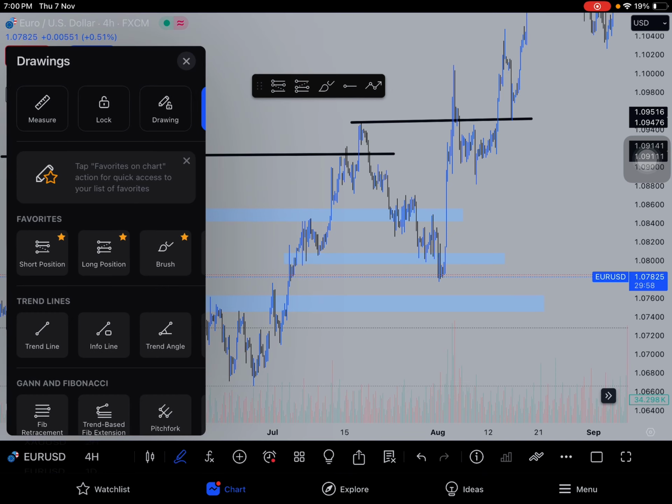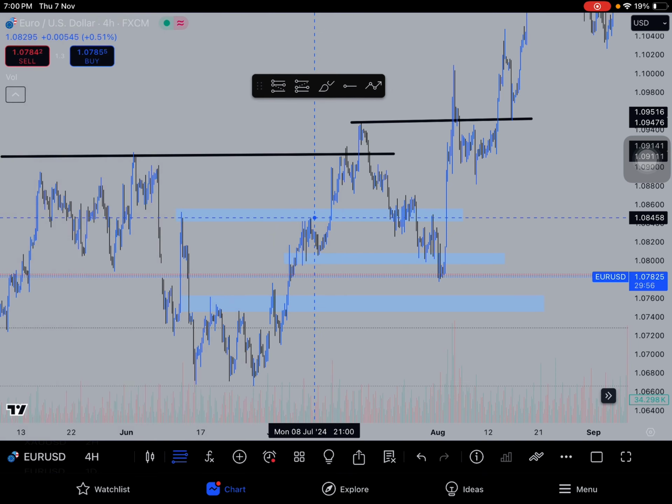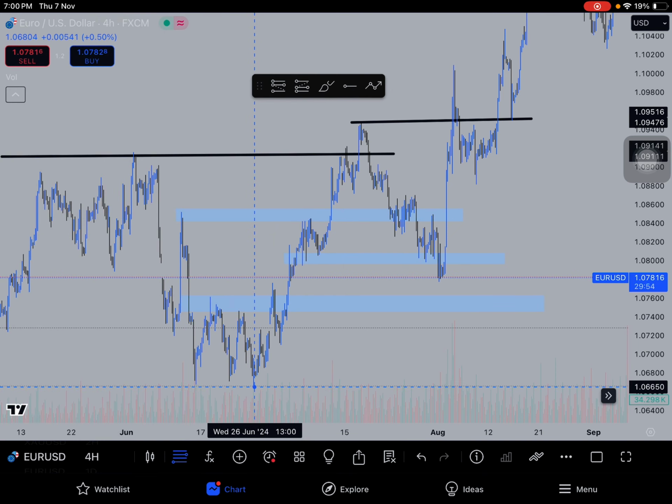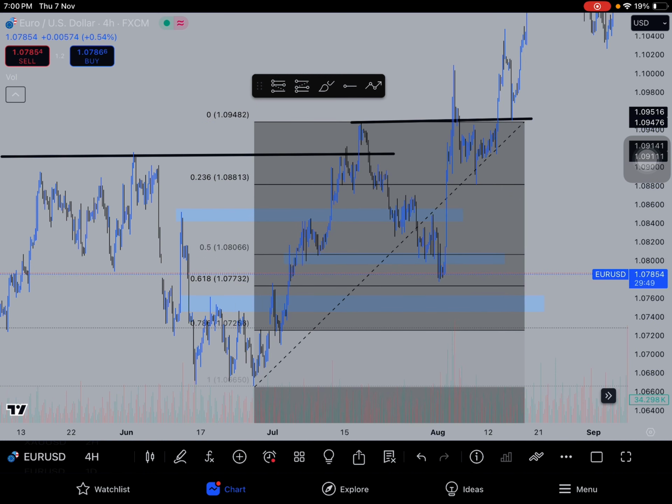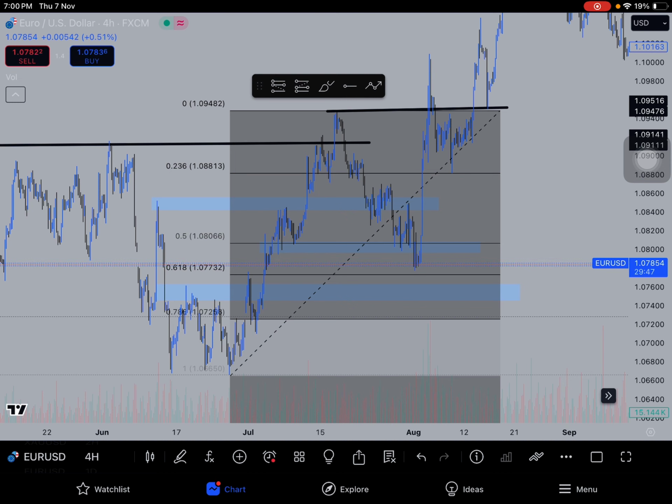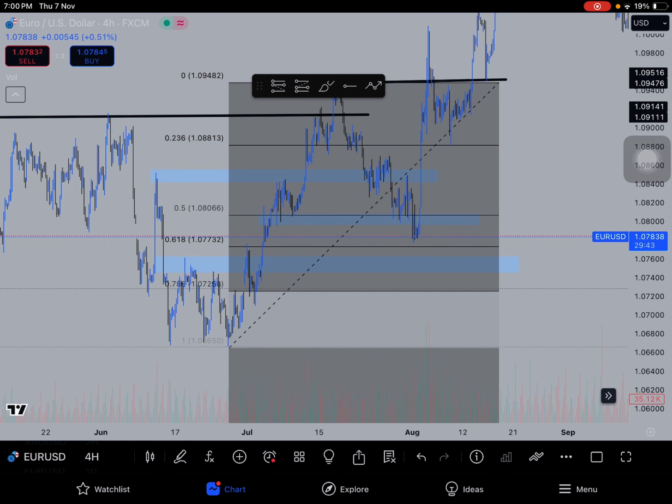So here what we're gonna do is use the Fibonacci. When the price is in an uptrend, the overall retracement point should be 50%. When more than a 50% retracement is done, then the price is ready to go up.